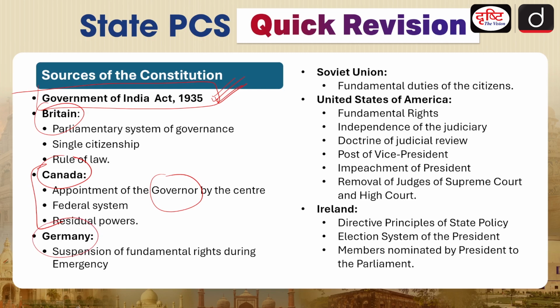Then the fundamental duties of the citizen have been taken from the Soviet Union of that time. Fundamental rights, independence of judiciary, doctrine of judicial review, vice president's post, impeachment procedure, and the removal of judges of Supreme Court and High Court, all these provisions have been taken from the United States of America or USA. Here you can see impeachment of president, and here removal of the judges. The procedures are almost similar, but the word impeachment is mostly used for the president only.